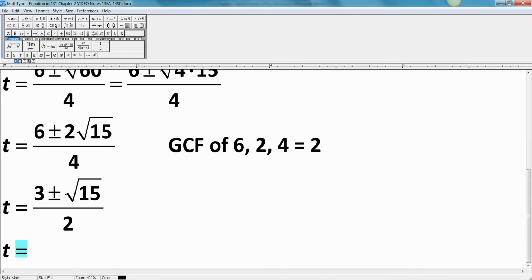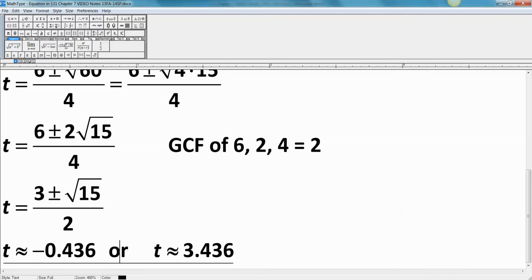So t is approximately negative 0.436, or t is approximately positive 3.436. Okay, so there are my two results right there.